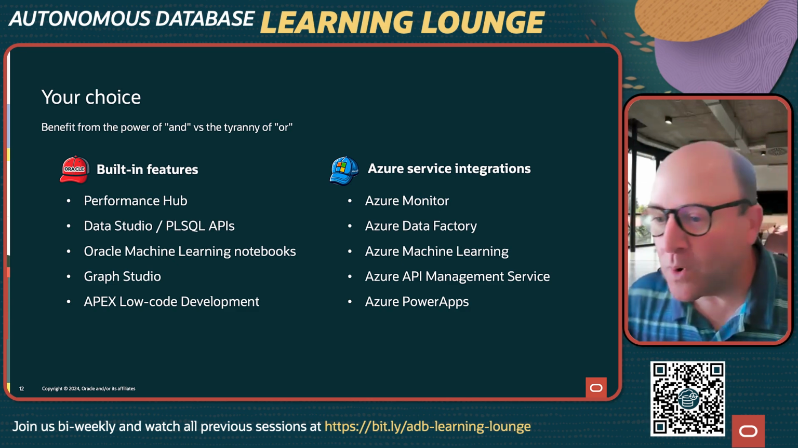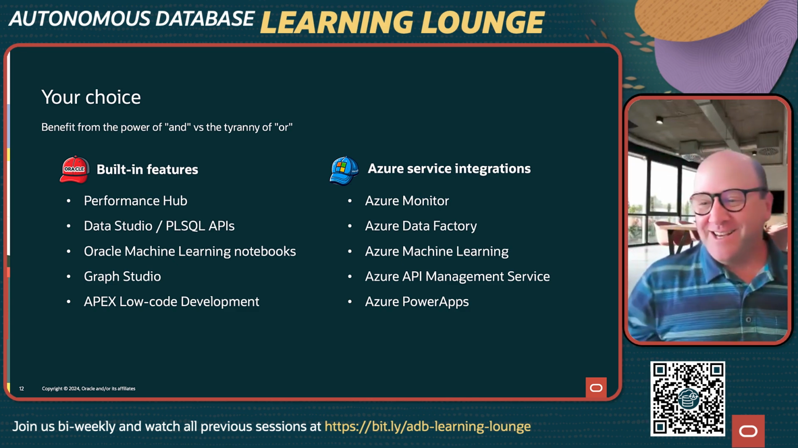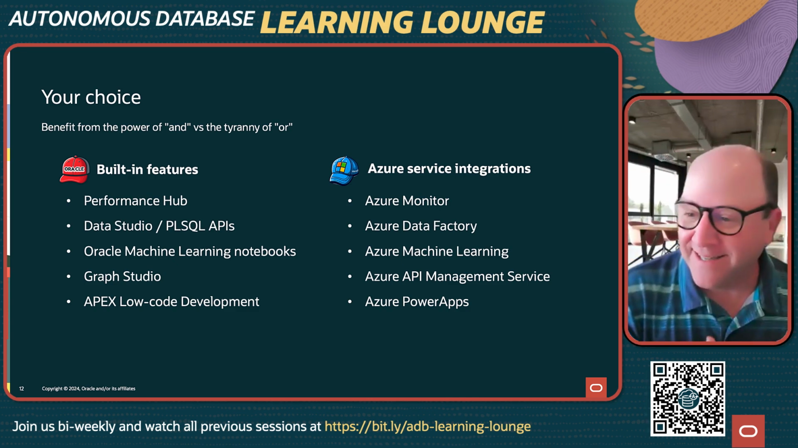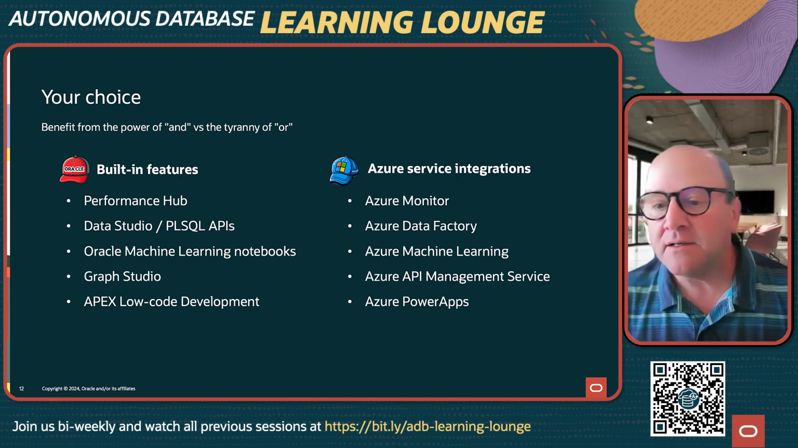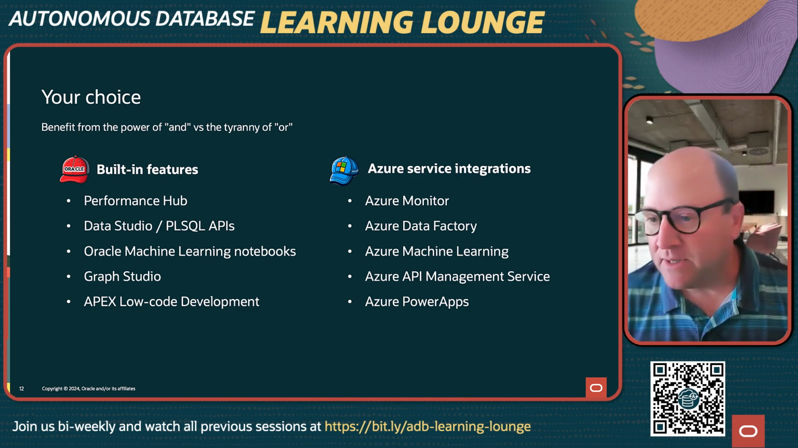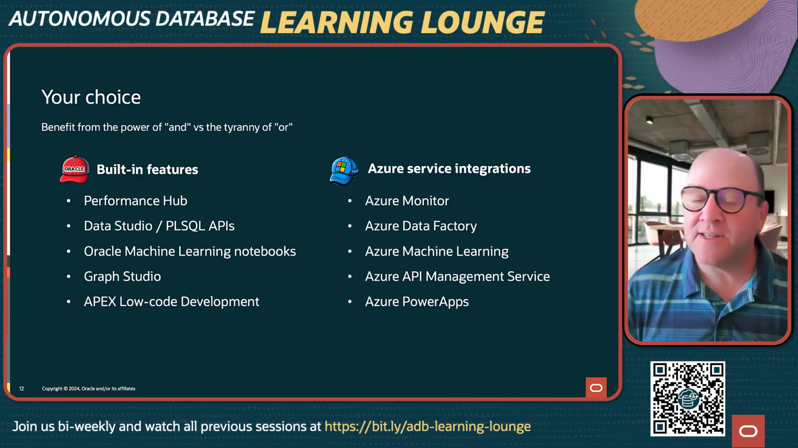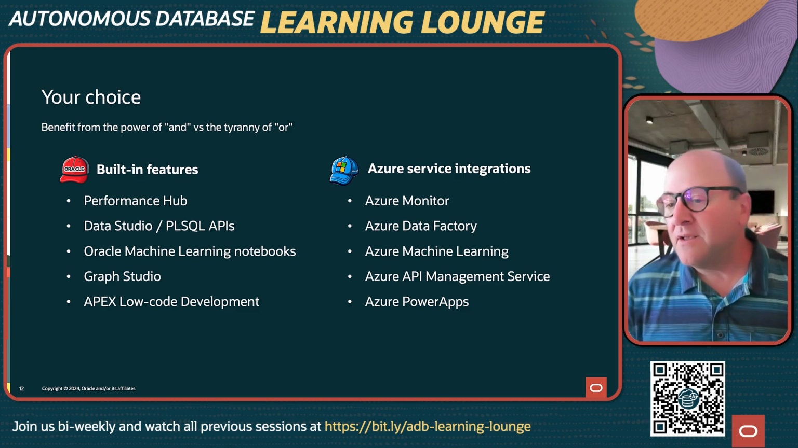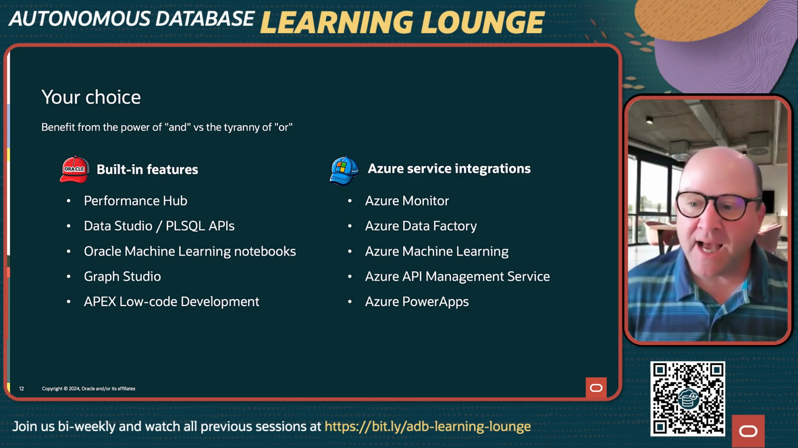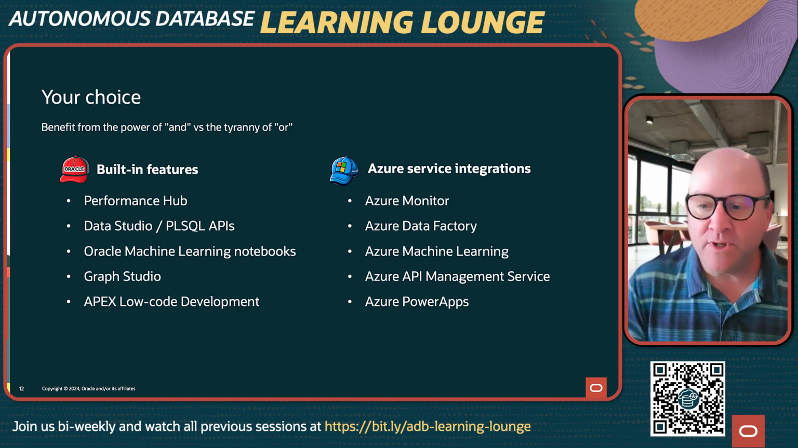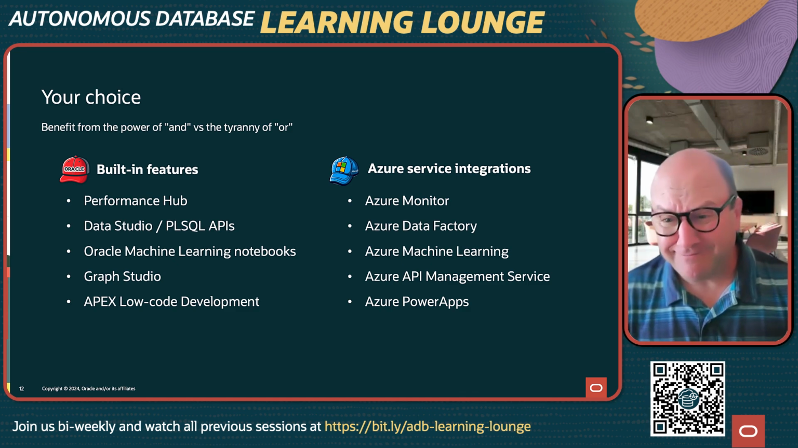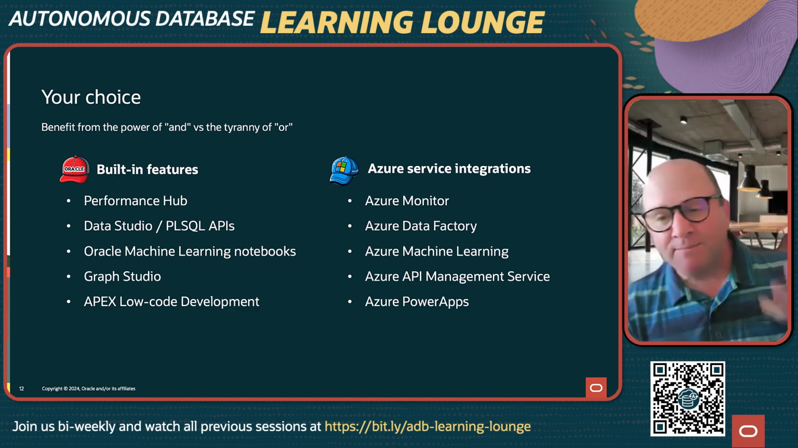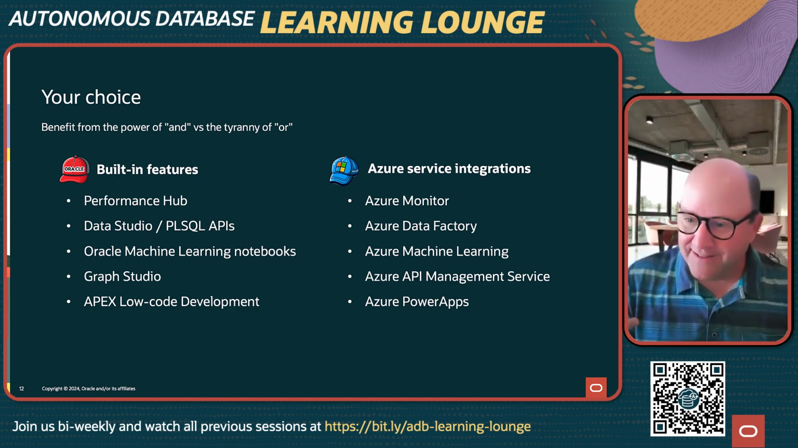From our own experiences, we have different hats, right? You have someone wearing the Oracle hat, and that person is going to be using things like Performance Hub. That's what they're comfortable with. They're maybe loading data with our built-in APIs or Data Studio, using built-in Graph Studio, building apps with Apex. But on the other side, you may have someone coming in with that Azure hat, right?